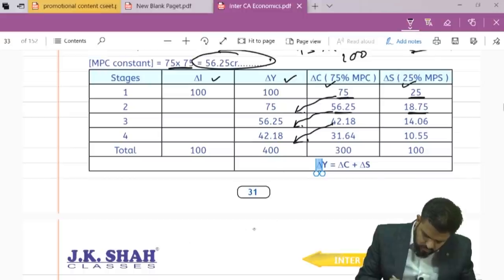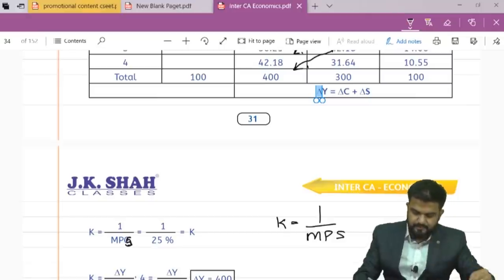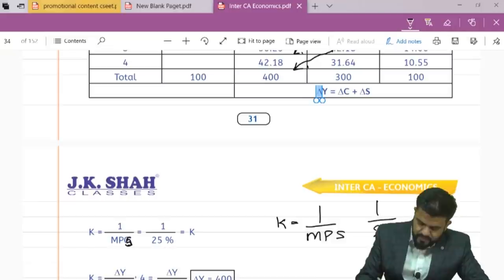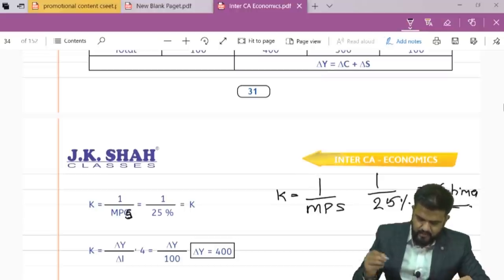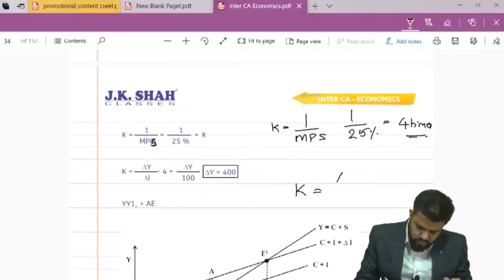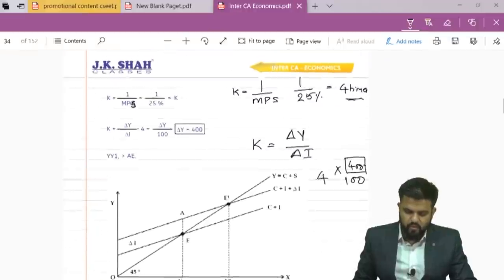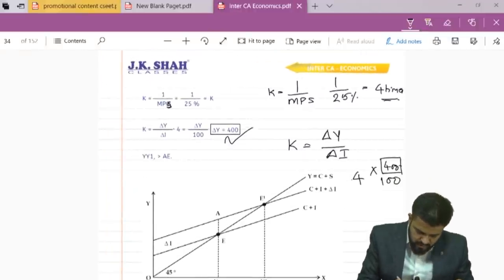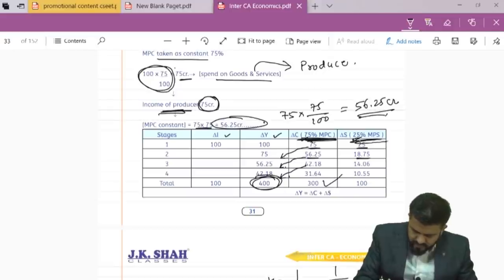So this is the calculation. K equals 1 upon MPS. MPS is 25%. If you do 1 upon 25%, you get 4 times. The answer is 4 times. And K equals delta Y upon delta I. That is 4 into 100, so here it will be 400. So likewise, you got delta Y as 400. And can I say 75% of 400 will be 300 and 25% of 400 will be 100?